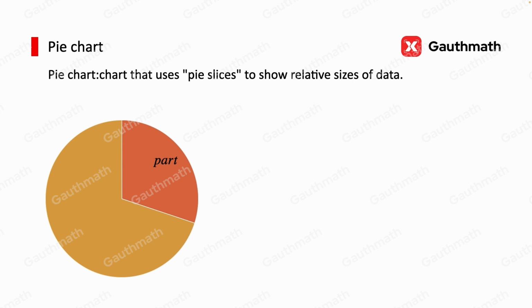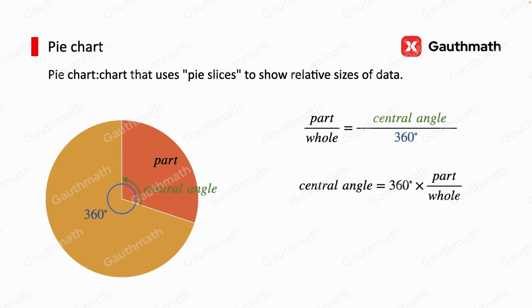When dealing with pie charts, just remember one thing. The central angle of each slice is proportional to the quantity it represents. What it means is that the ratio of part to whole is equal to the ratio of the central angle to 360 degrees. Rearranging the formula, we have central angle equals 360 degrees times the ratio of part over whole.